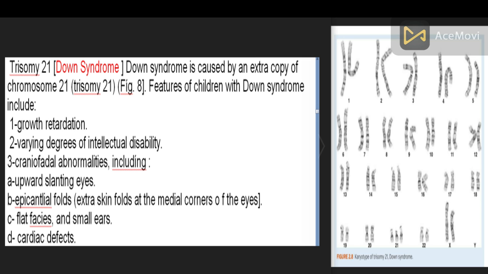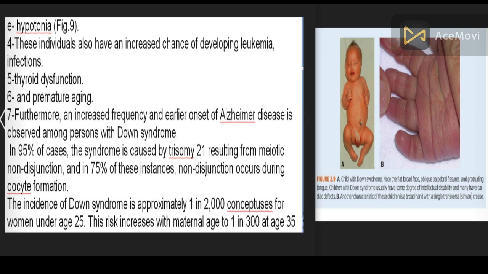Trisomy 21, Down syndrome, is caused by an extra copy of chromosome 21, Fig. 8. Features of children with Down syndrome include: 1. Growth retardation. 2. Varying degrees of intellectual disability. 3. Craniofacial abnormalities, including A. Upward slanting eyes. B. Epicanthal folds, extra skin folds at the medial corners of the eyes. C. Flat facies and small ears. D. Cardiac defects. E. Hypotonia, Fig. 9.